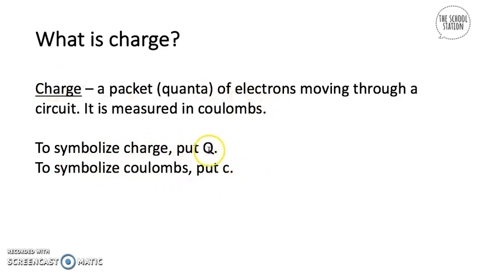This may seem a bit difficult to understand, but when we symbolize, for example, energy, we just put E. But for charge, instead of putting C, we put a Q, because charge is a quanta of electrons. So to symbolize charge, we put Q, and to symbolize coulombs, we put C. You're going to have to remember these, because they can come up in your exams, and you can't just put C for charge, because the examiners are going to be looking at how you represent the units and also its definitions.